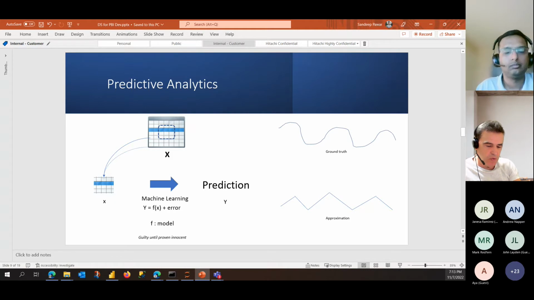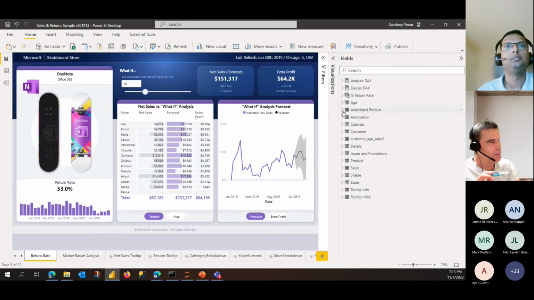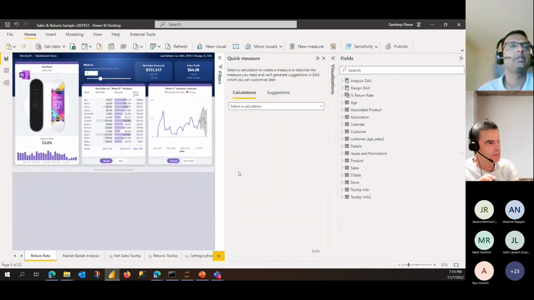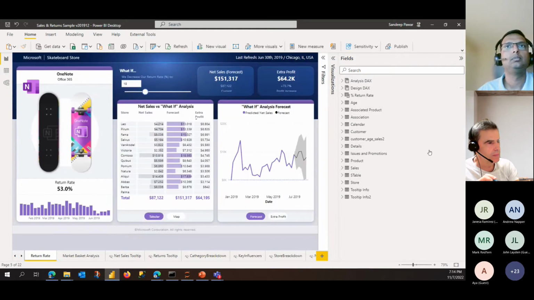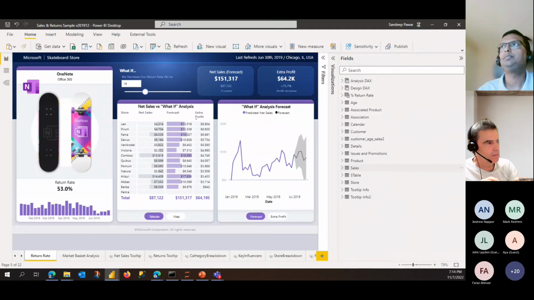And Sandeep, just to make sure that I'm not missing a magic feature in Power BI that I didn't know about, you said backward and forward filling in Power BI. Can you elaborate a little bit on that? Yeah, absolutely. So let's go here and go to edit query.